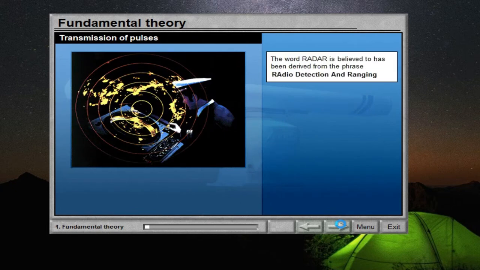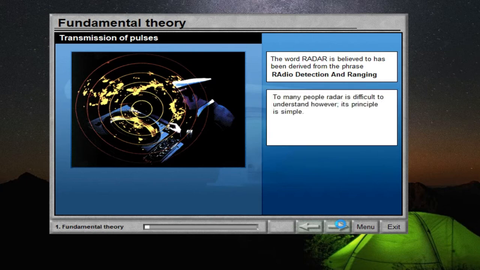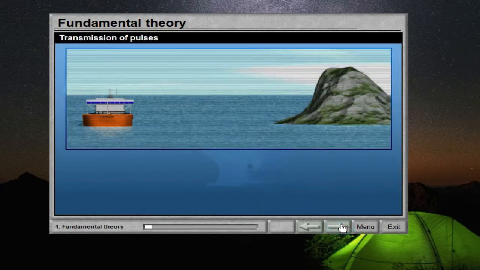The word radar is believed to have been derived from the phrase radio detection and ranging. For many people, radar is difficult to understand. However, its principle is simple. Short radio waves, like acoustic waves, are reflected by objects that come in their way. In the radar, a short burst of electromagnetic energy is transmitted, hits an object, and then returns.